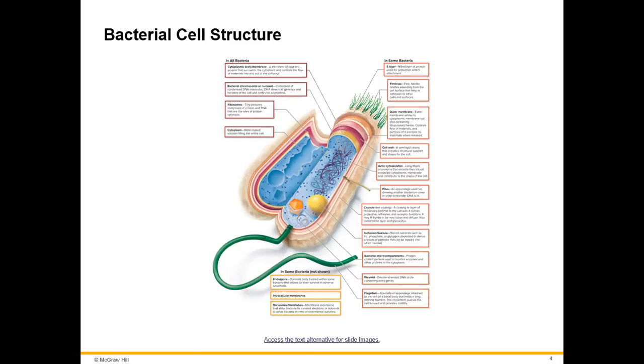Bacteria have ribosomes like our cytoplasm does. Their ribosomes, though, are a little different, a little simpler in structure. They also have fimbriae that can enable them to attach to surfaces.